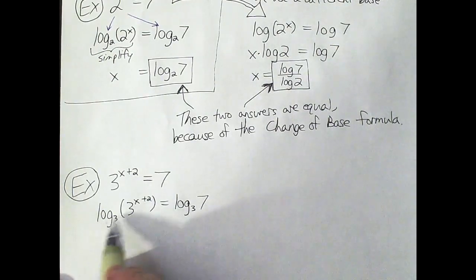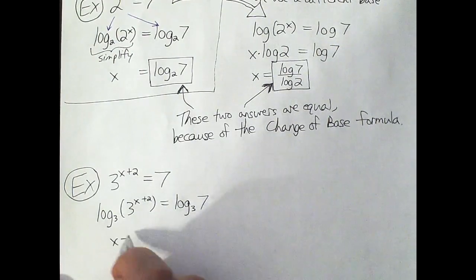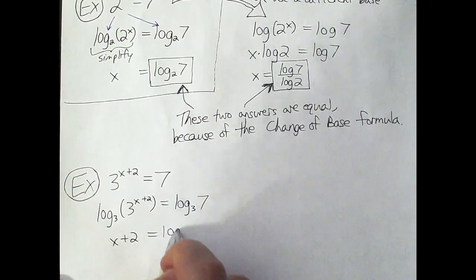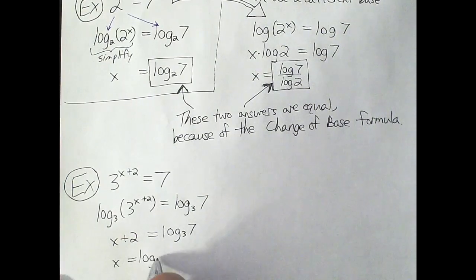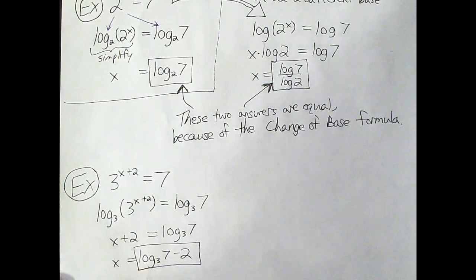We do that because then on the left side, this simplifies to x plus 2. And now we subtract 2 from both sides. We get the same answer that we got earlier, just by thinking of the problem a little bit differently. Still gets us the same answer.